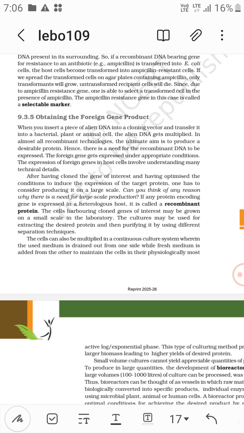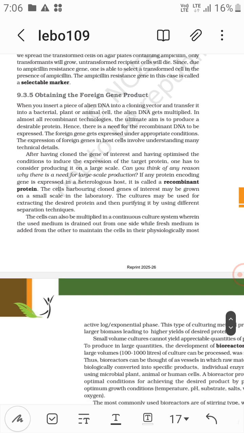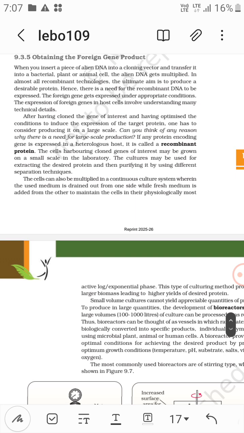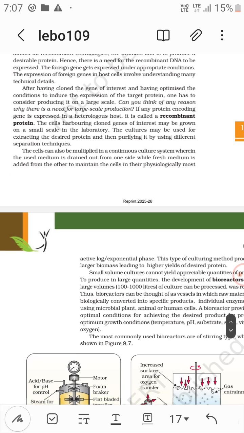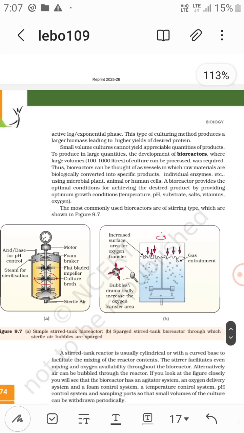The cells harboring cloned genes of interest may be grown on a small scale in a laboratory. The cultures may be used for extracting the desired protein and then purifying it by using different separation techniques. The cells can also be multiplied in a continuous culture system wherein the used medium is drained out from one side while fresh medium is added from the other side to maintain the cells in their physiologically most active log or exponential phase. This type of culturing method produces a larger biomass, leading to higher yields of the desired proteins.